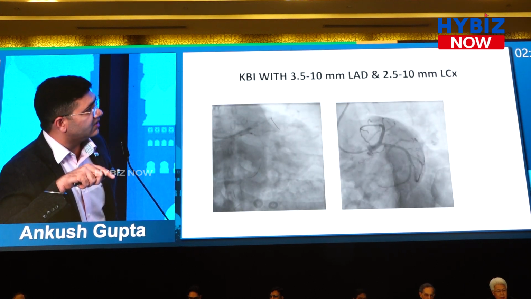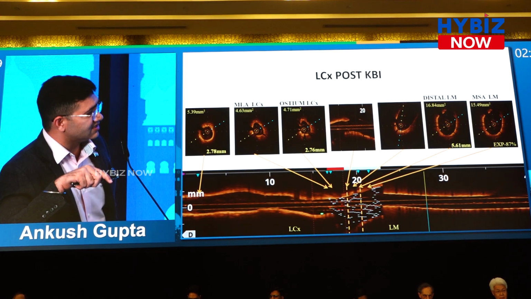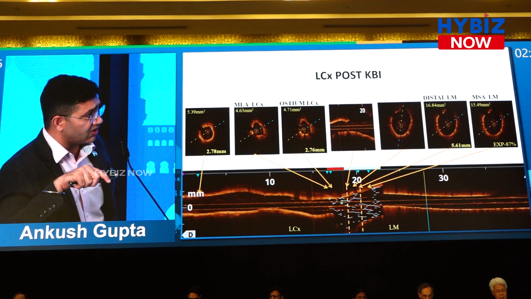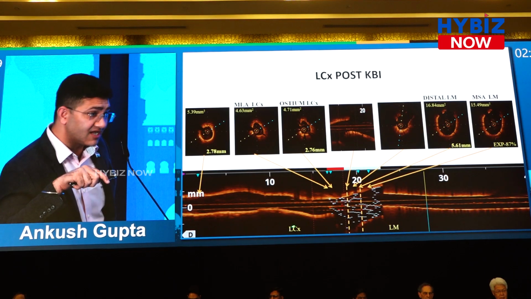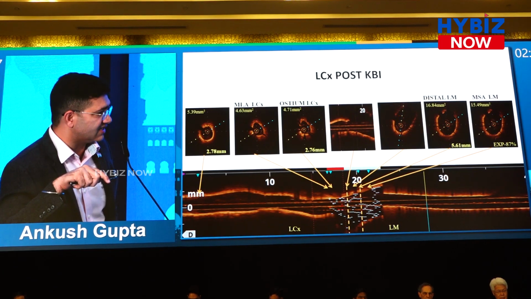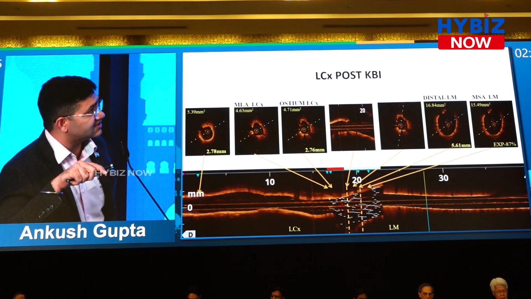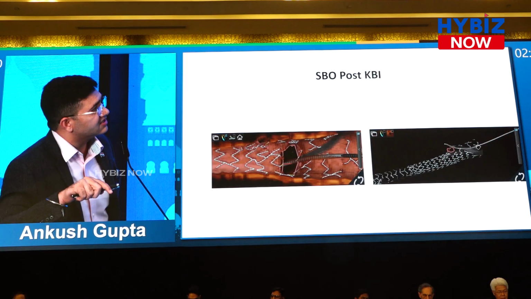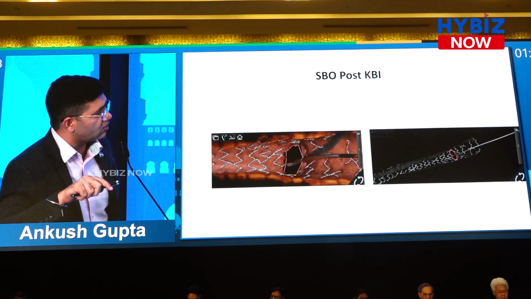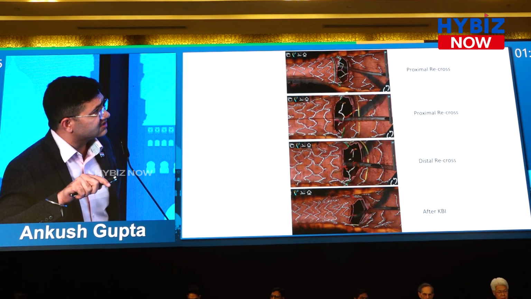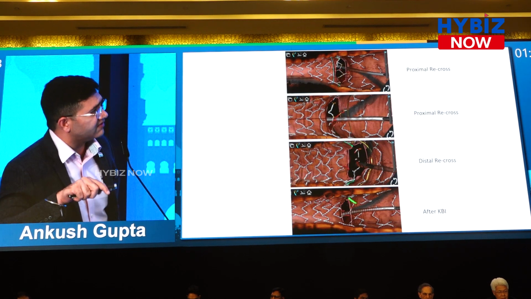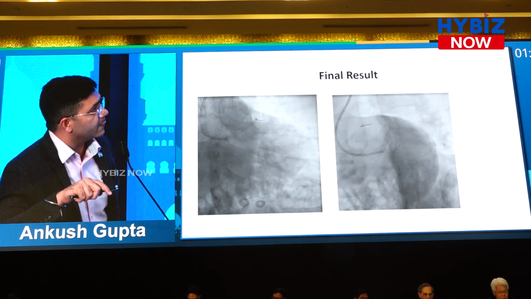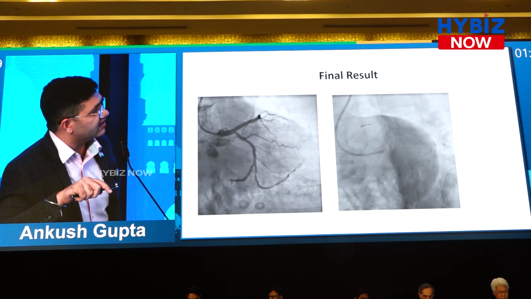Then we went ahead and did the KBI, and this is a fantastic example of what happens when you do adequate distal stent strut recrossing and do a KBI. Can you see even your LCX ostium is also scaffolded by the stent struts? This was the post-KBI result, hardly any stent strut across the side branch ostium. So this is the proximal recross, second proximal, final distal, and this is after KBI. This is the final angiographic result.